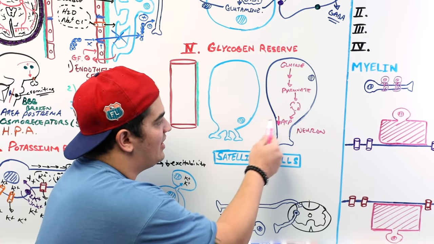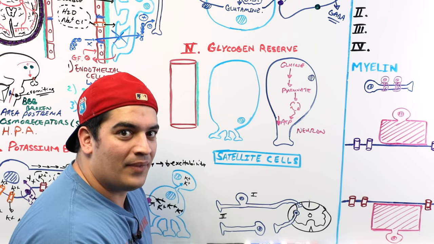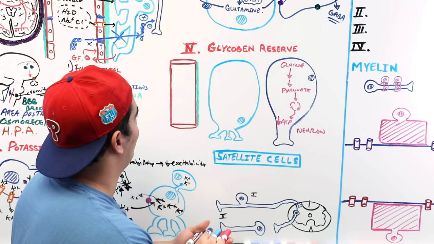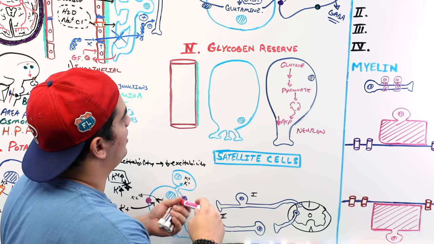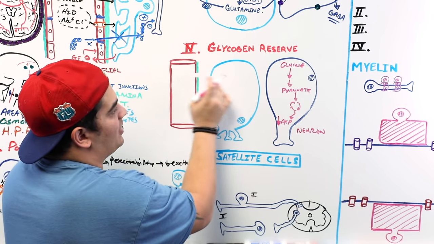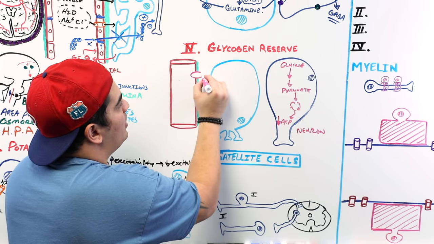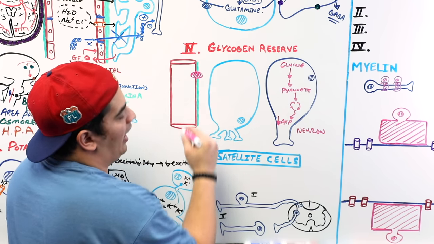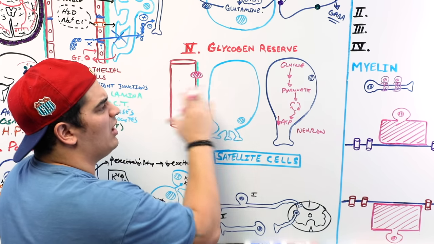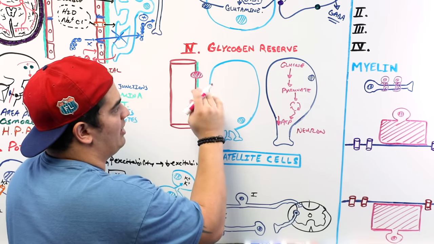Astrocytes will be able to sense this decrease in ATP. And guess what? They help out. They're awesome little guys. And so what happens is there's a special protein here. Remember how we said that the astrocytes are part of the blood-brain barrier? Remember how we said water and sodium and chloride and all those things have selective permeability? We need proteins to transport them.